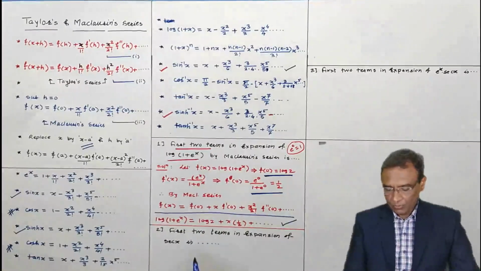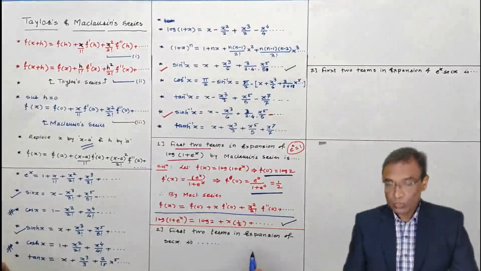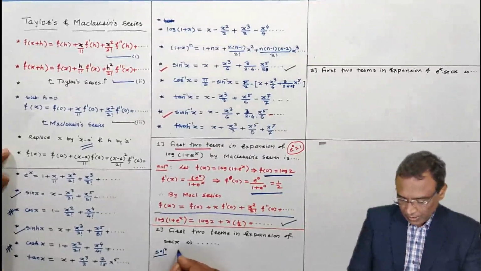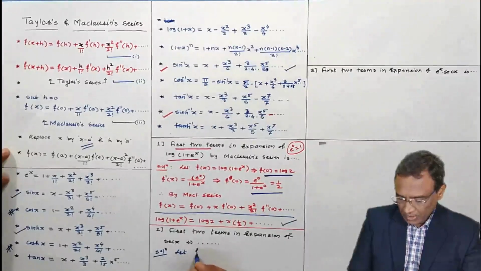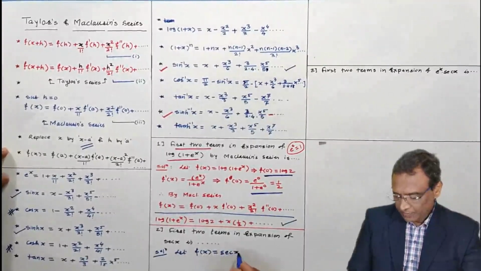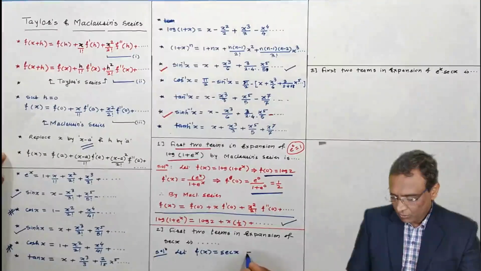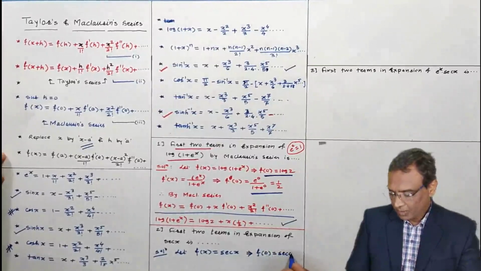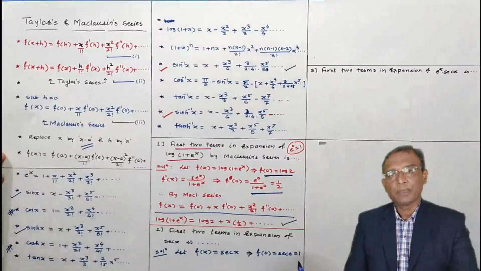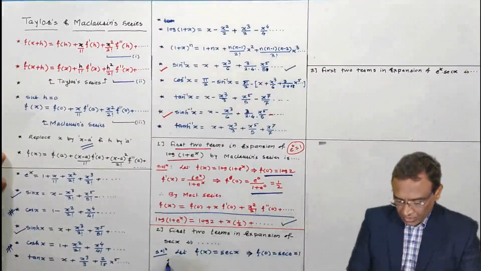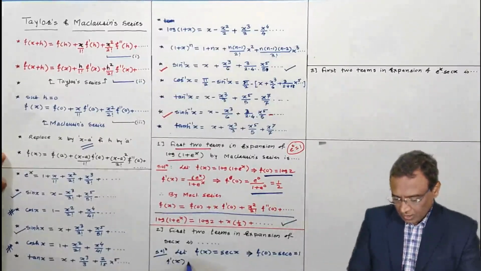Now the second problem: first two terms of the expansion of sec x. Let us denote the given function by f(x), sec x. Immediately you have to find f(0). F(0) is sec 0, and sec 0 is 1, because cos 0 is 1 and sec 0 is 1 by cos 0, which is 1 by 1, that is 1.